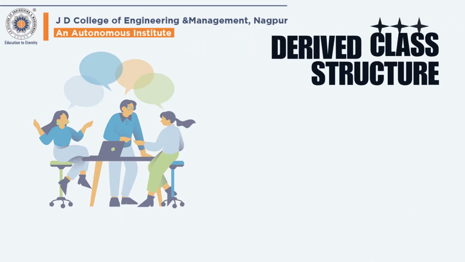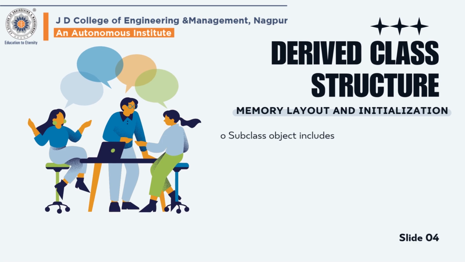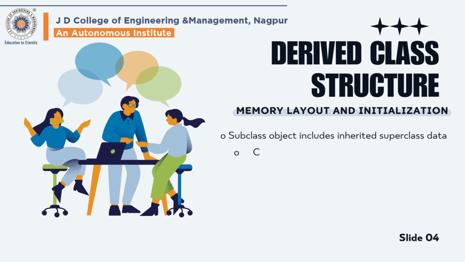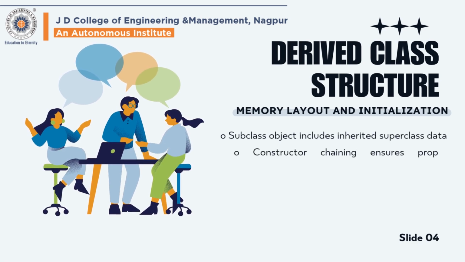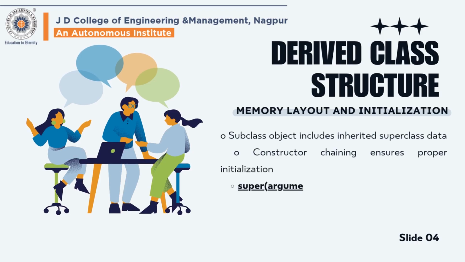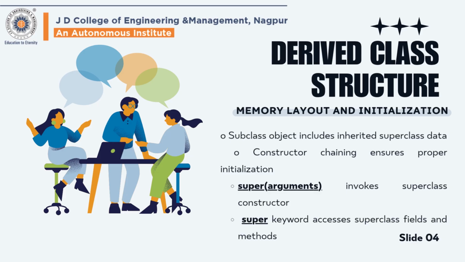A derived class object includes the data inherited from its superclass. Proper initialization is handled by constructor chaining, which ensures the superclass part of the object is set up first. You use super(arguments) to call the parent's constructor and the super keyword to access its fields and methods.